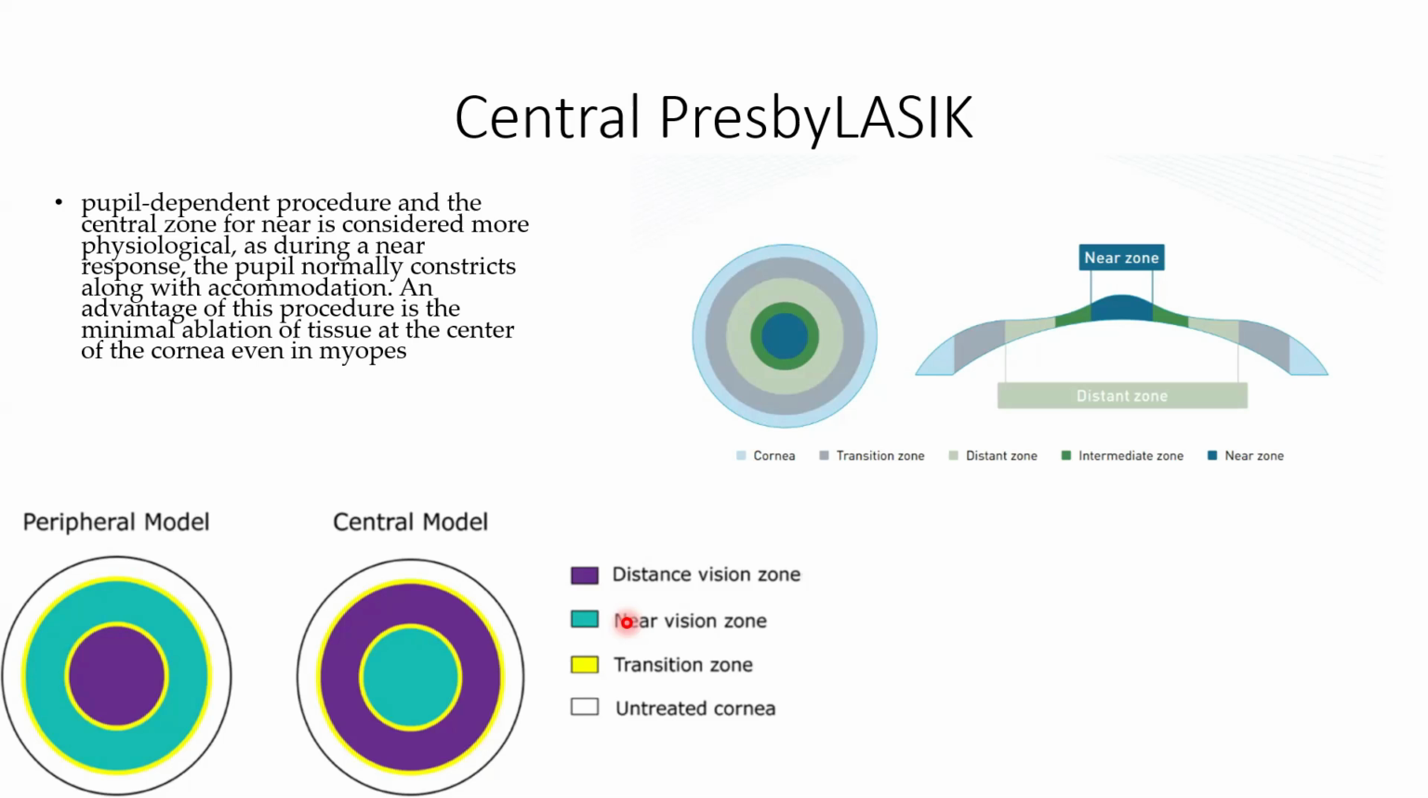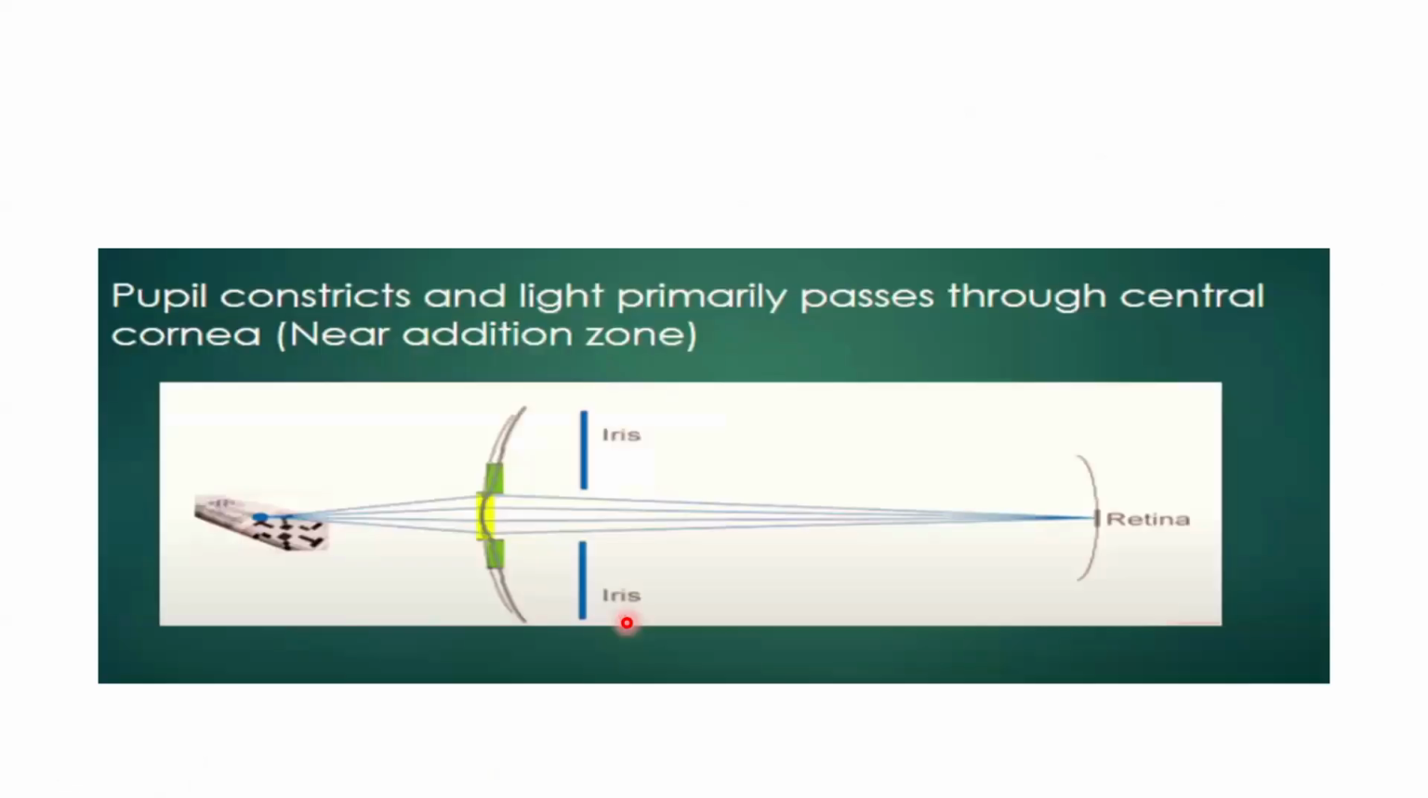Second thing, another advantage of doing central presbyLASIK is that since we need steepening of the cornea in the center, we don't need to ablate the cornea in the center to a higher extent. Where the cornea is the thinnest in the center, we don't need to ablate very much. In the periphery, where we need to create flattening for the distance and intermediate areas, where anyways the corneal thickness is higher than the center, we are flattening that area and having higher levels of ablation. So it works in our favor.